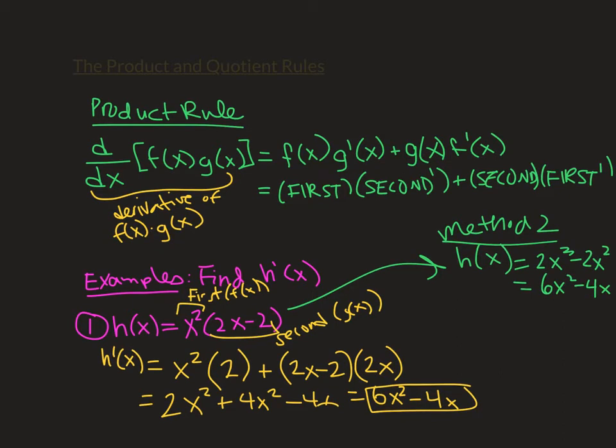So keep in mind that sometimes it's faster to distribute. However, there are going to be cases where you can't actually use the distributive property and you're going to have to use the product rule. So I'll show you one of those in just a second.